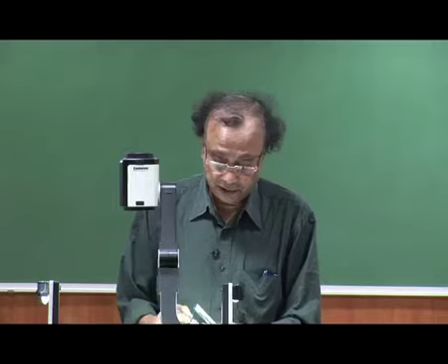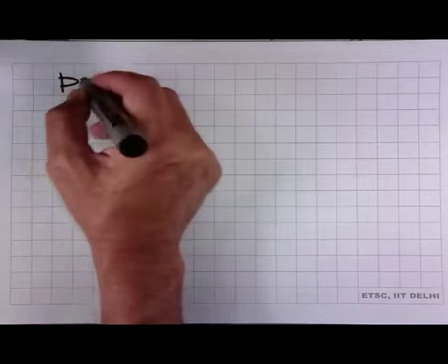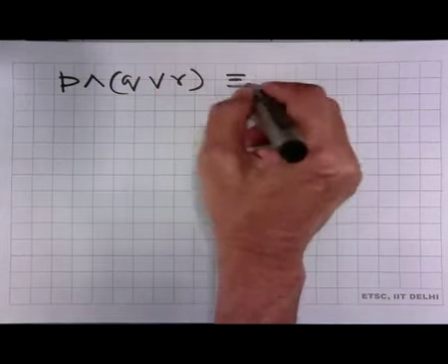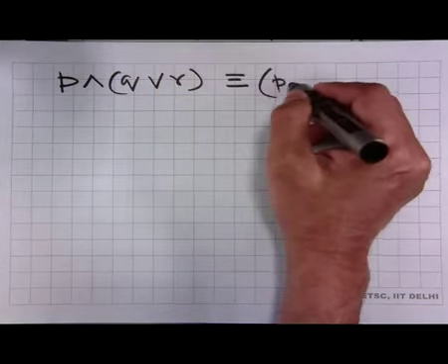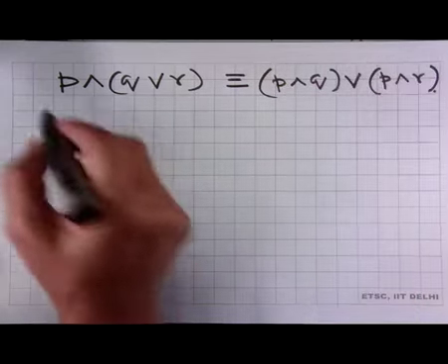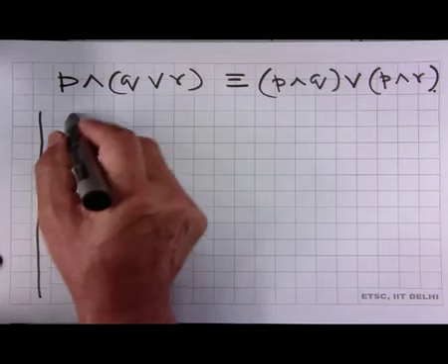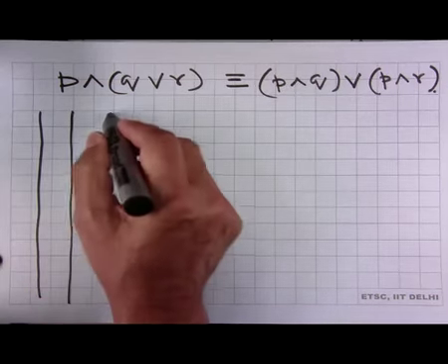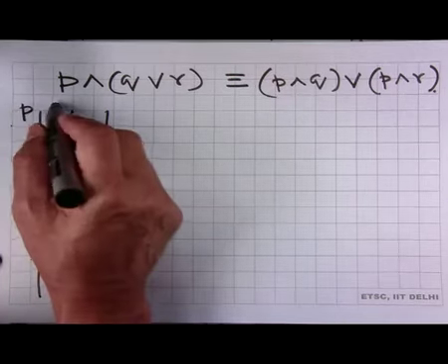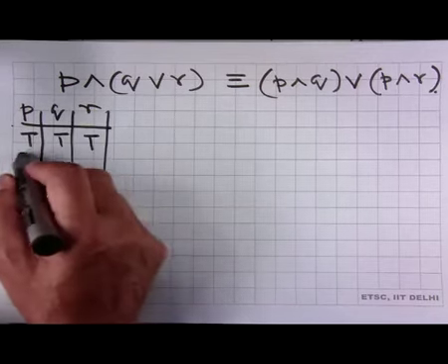Let me do the first one first. We were showing P and (Q or R) is equivalent to (P and Q) or (P and R). So, as before, we will take the truth values and by now you are familiar with the order.